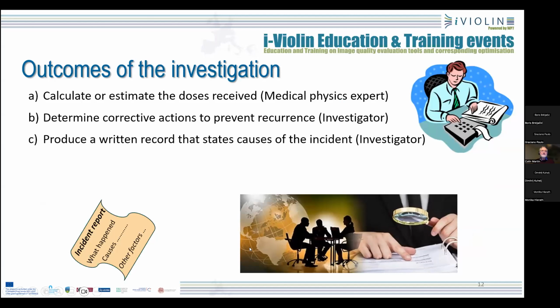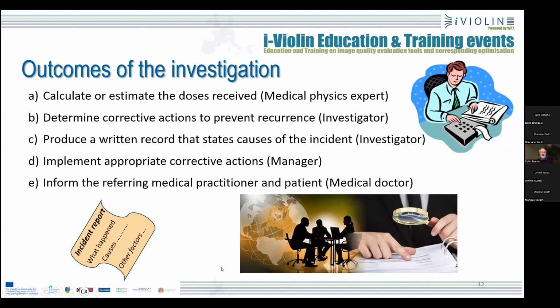So the outcomes in the investigation: we need to calculate or estimate the doses received, and this will be a job of the medical physics expert. Determine the corrective action to prevent a recurrence and produce a written report which states the causes of the incident. And then implement the appropriate corrective changes. So it's important to identify who's going to make those corrective actions. And then, if necessary, inform the referring medical practitioner and patient if appropriate.